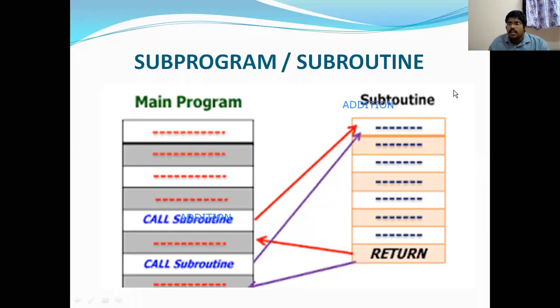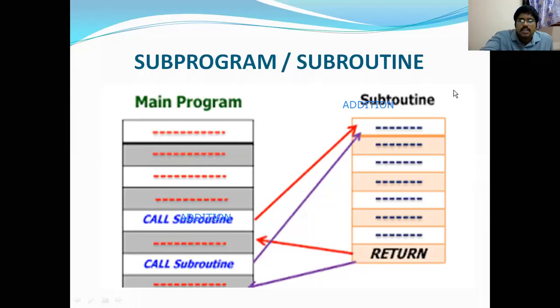But when will you write a subprogram? Whenever there is a repetition of the same instructions multiple number of times, then only you will write a subprogram or a subroutine. If not, we don't write it. It is not required. I think you are all clear with this concept now.